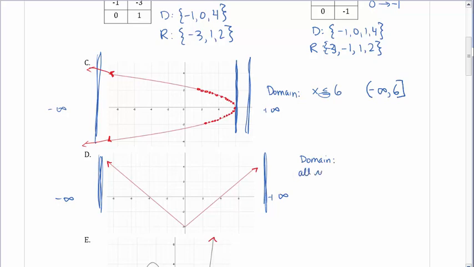So I either write all real numbers, or if I want interval notation, I go negative infinity to the left, positive infinity to the right. I never get all the way to either of those, so I use round parentheses.